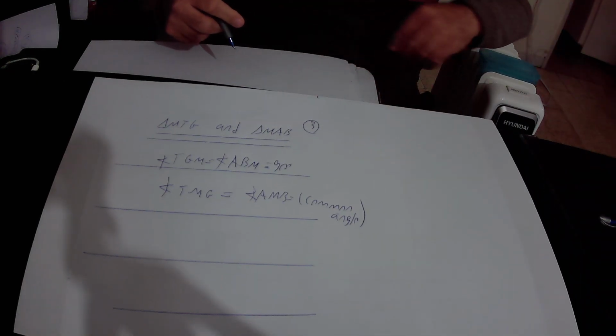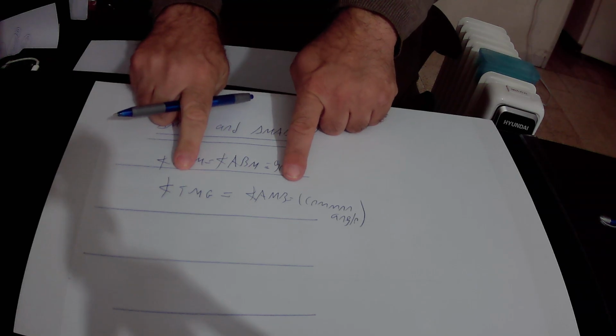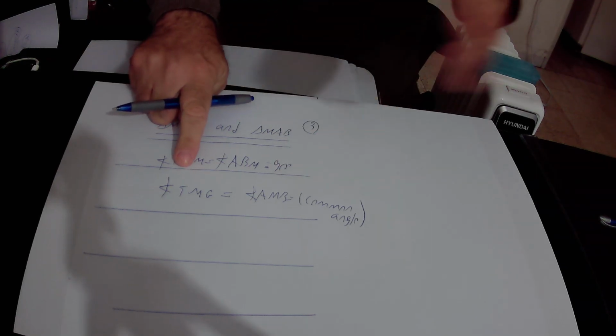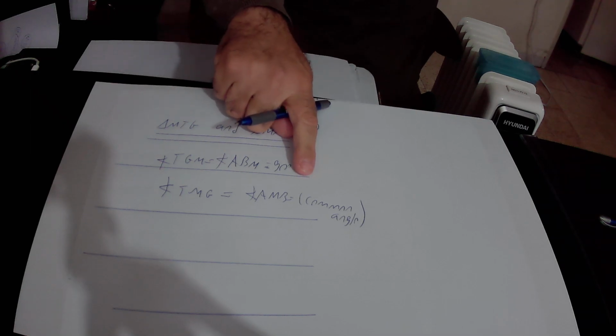Repeat again. We have two different names to the same angle, angle theta. This equation means that angle theta equals to itself. Angle theta is a common angle that belongs to both triangles.